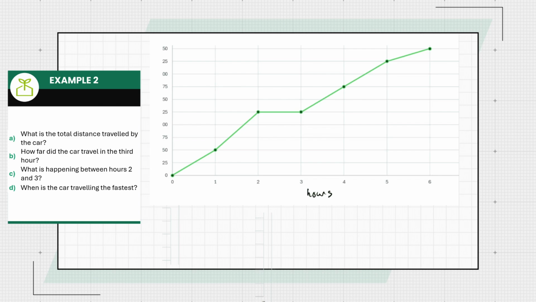Okay, let's get going. So we have another travel graph here, and it's a car going on a road trip, and it's traveling a certain distance. So first one is A, and they're asking what is the total distance the car traveled. So if we go to our endpoint, we can see that we've traveled 250 kilometers.